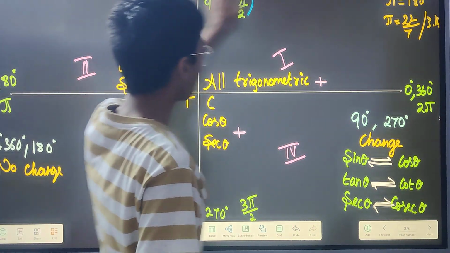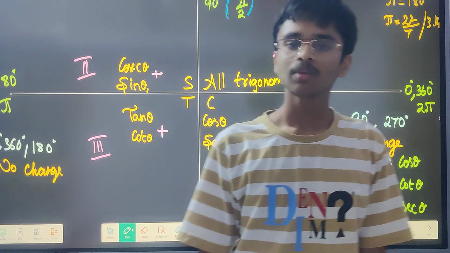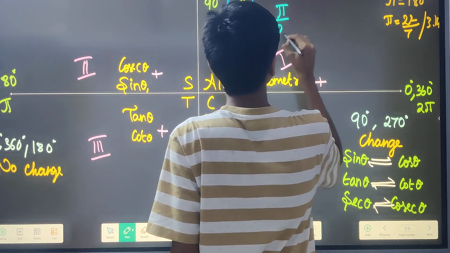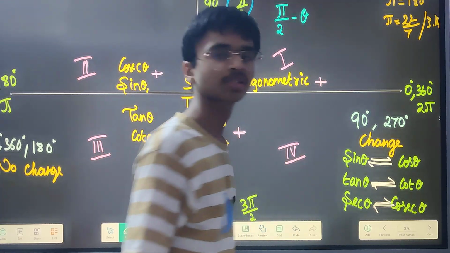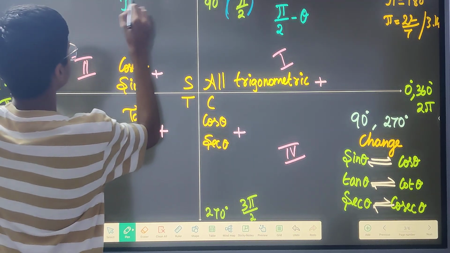Yeah, this entire part, which is what? Which is pi by 2, right? This pi by 2 part can be represented as pi by 2 minus theta. Then this part can be represented as pi by 2 plus theta.